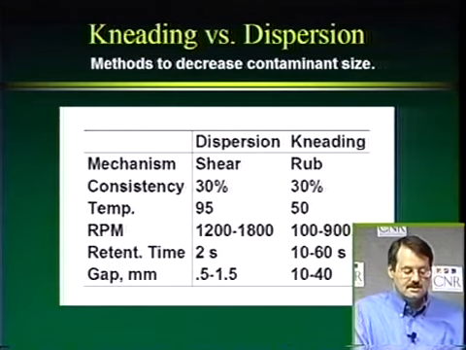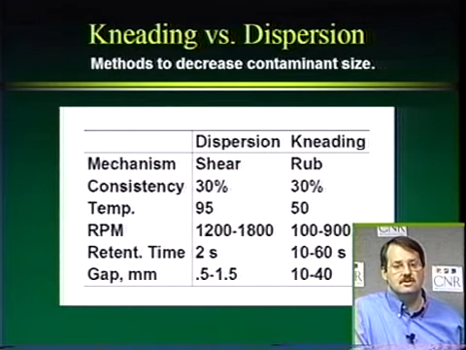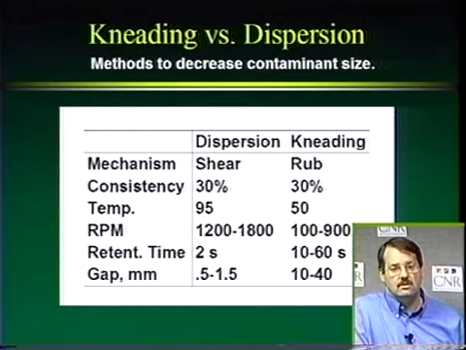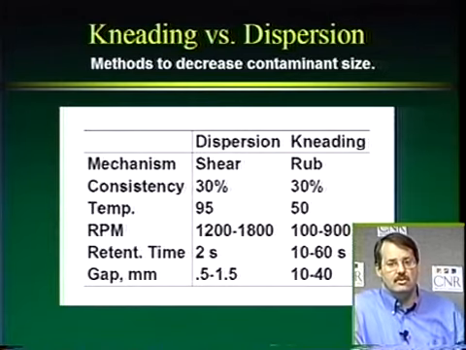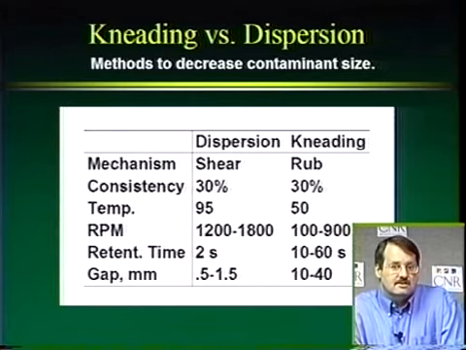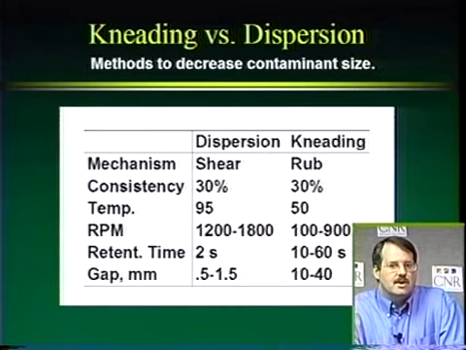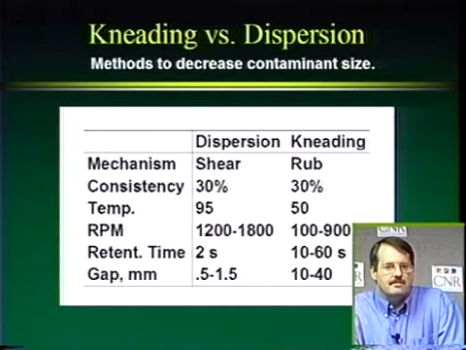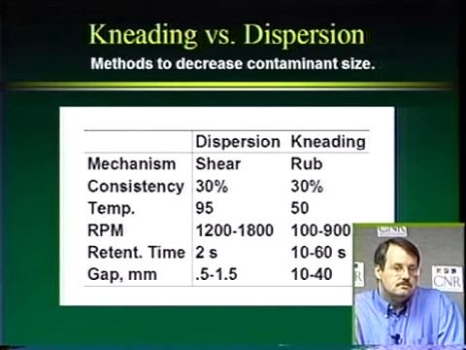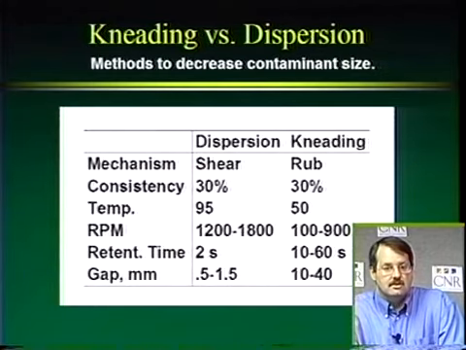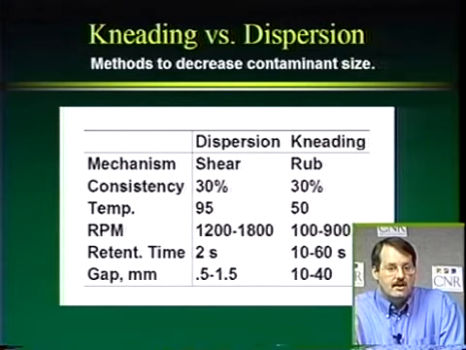Both have high consistencies. The temperature of kneading is usually lower than the temperature for dispersion. As I said before, kneading is a slower, gentler massage. It's going to have a lower RPM, and it's going to have a higher retention time. So adding bleaching chemical in the kneader is a very common practice. And then, of course, the gap.